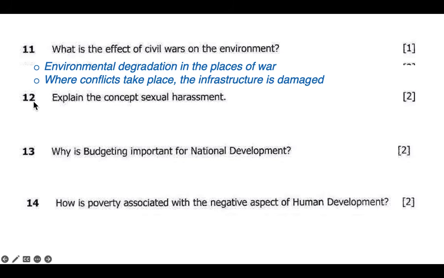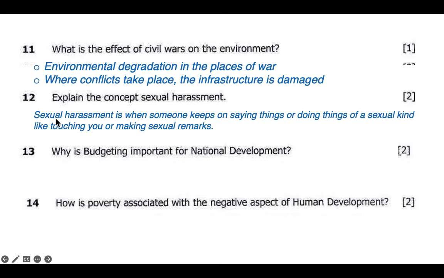This is coming from gender-based violence and so forth. We are told to explain the concept of sexual harassment. Sexual harassment, in general forms, is when someone keeps saying things or doing things of a sexual kind, like touching, or making sexual remarks, for example, describing the particular shape of a person or giving out nasty comments. All those are classified as sexual harassment.